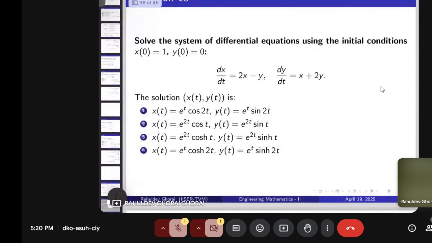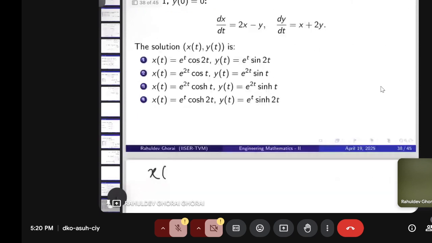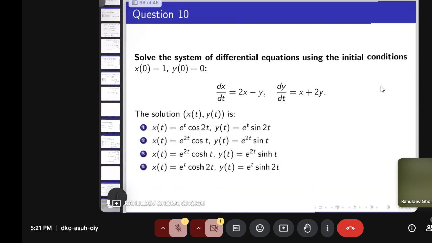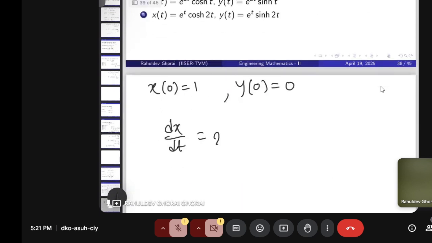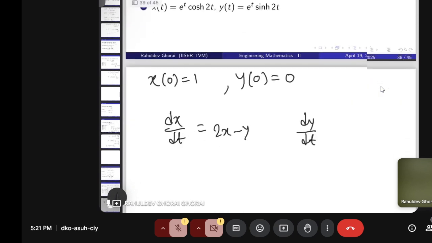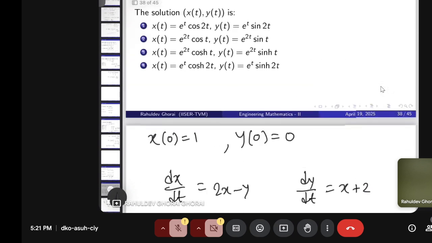So how do you solve this system of differential equations using initial conditions given to you? Okay, I'll show you how to solve it. So we'll take Laplace transformation on both sides. So we have x(0) is equal to 1, y(0) is equal to 0. dx/dt is given to you by 2x minus y. dy/dt is given to you as x plus 2y.